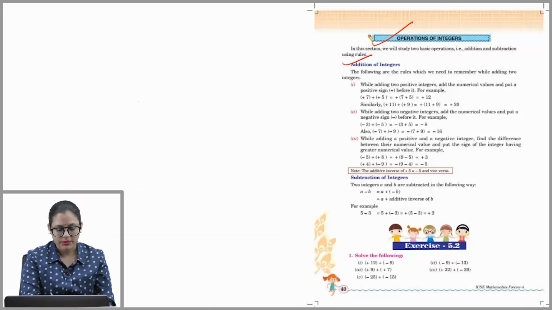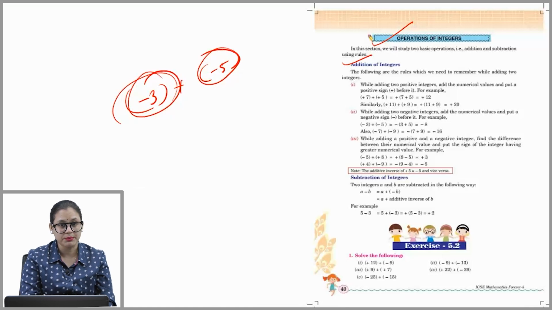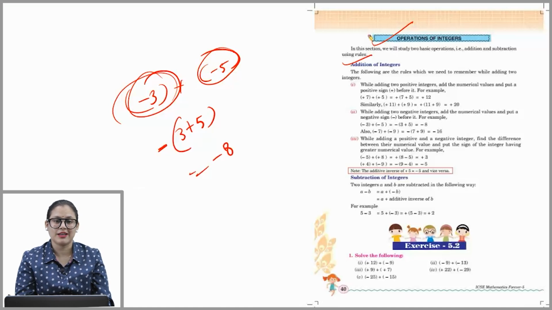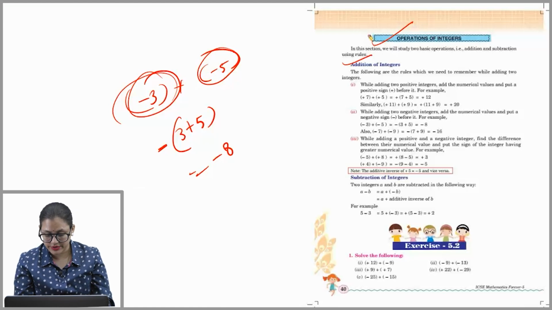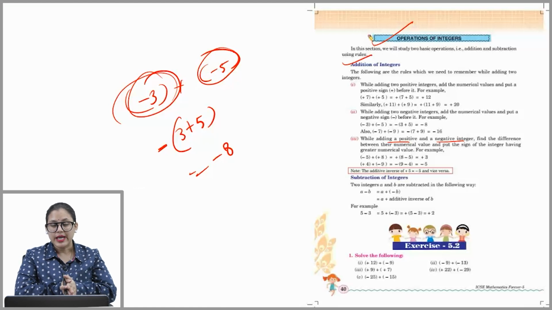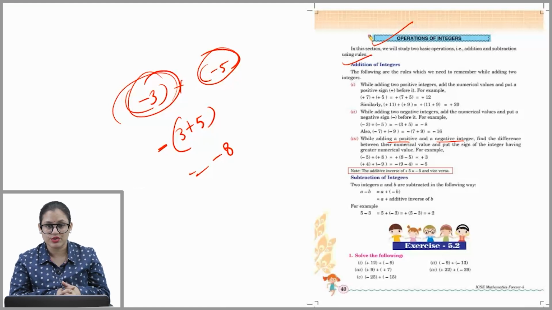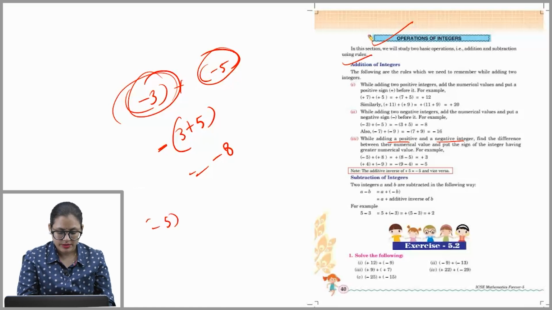Now, while adding two negative integers, remember this, add the numerical values and put a negative sign before it. For example, minus 3 plus minus 5. Okay. First, we will add these two numbers, 3 plus 5. And then we will put a negative sign before the number. Okay. So, minus 8 is the answer, right? Number 3, while adding a positive and a negative integer, find the difference between their numerical values and put the sign of the integer having greater numerical value.